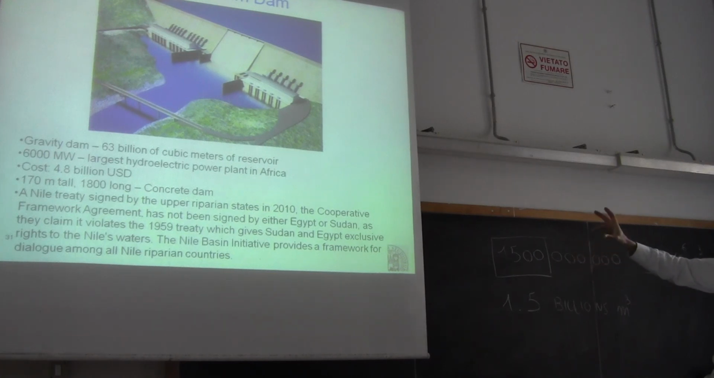When I completed this PowerPoint, the data were still provisional. And there is, as you see there, a treaty that was signed by the Upper Riparian States, and it was not the first treaty. They also signed a treaty around the 60s of the past century, because of course sharing the water of the Nile River has always been a very relevant problem.